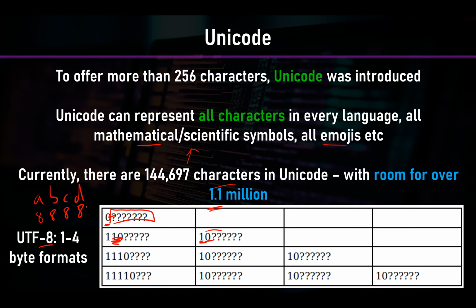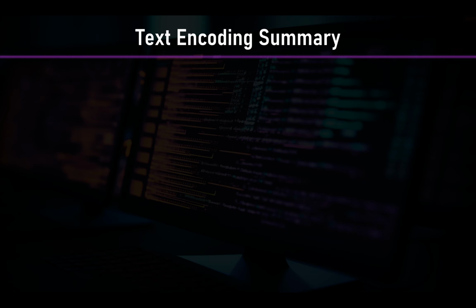But if you have some smiley face emoji, and then say A, or some Arabic symbol, the emoji is probably going to use 4 bytes, the A is just going to use 1 byte, and maybe the Arabic symbol uses 2 bytes. Because they're all different lengths, that's why we need a bit pattern to signify the length of the character, when one starts and when one ends.